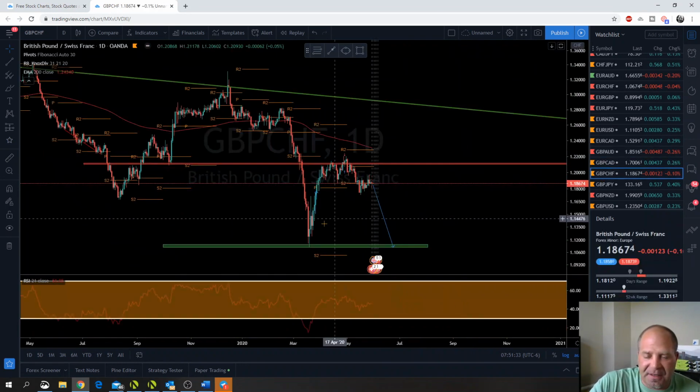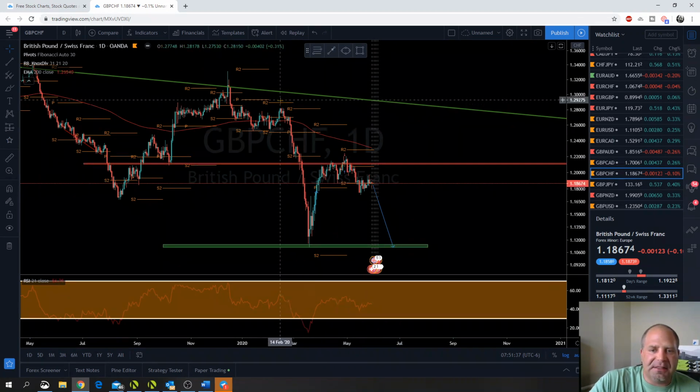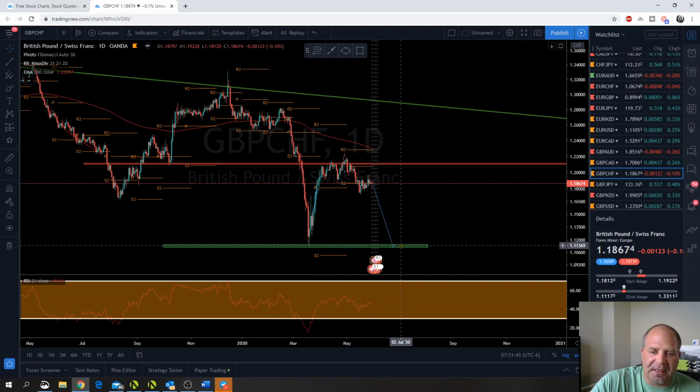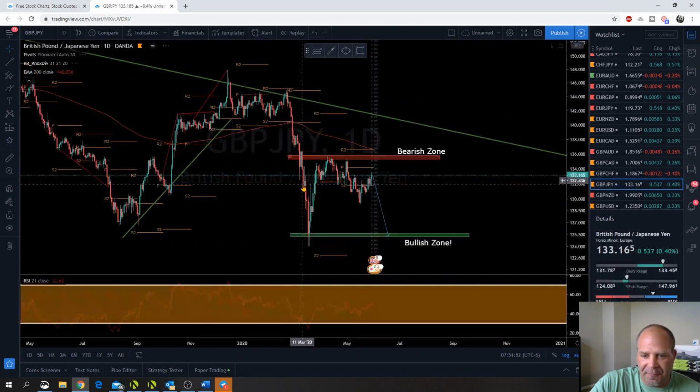British Pound, Swiss Franc. I'm looking for a double bottom, guys. See this strong bearish move. Strong pullback. I think price is going to kind of flounder and maybe get all the way back down here, retest this bottom, and then you're just going to see a flood of buyers come in at that level, and that's what I'm waiting for.